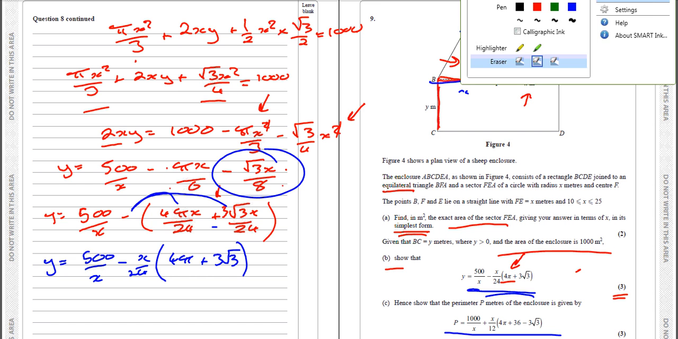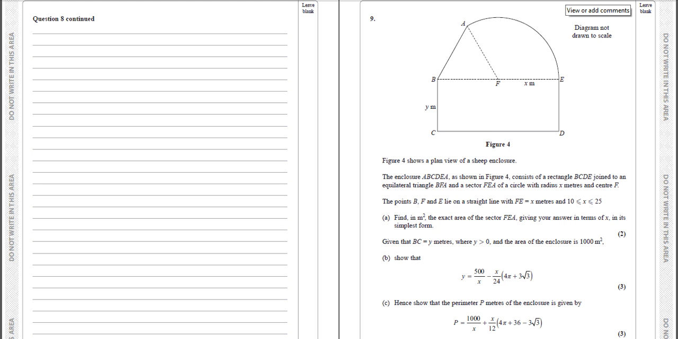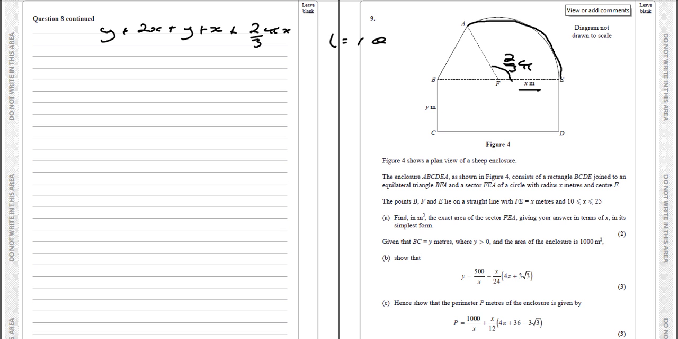So if we clear the screen there from all that jazz. So the perimeter. Let's start off with E down to D and then going across. So what we've got is we've got y plus 2x plus y plus x plus this here. Now the way we do that there, if you remember, that was 2/3 pi, and the way we work out the arc length, so arc length equals r times theta, so that's going to be x times by 2/3 of pi, so plus 2/3 pi x, and that equals the perimeter.